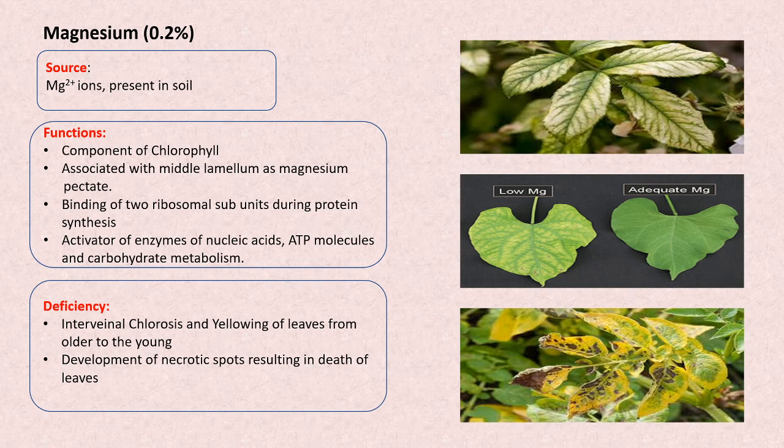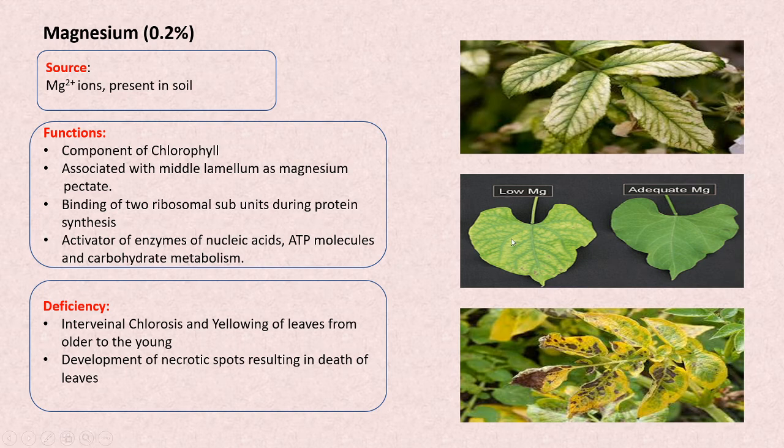Then the deficiency symptoms of magnesium. First of all, yellowing of leaves develops from the base of the plant to the younger leaves. Magnesium is mobile, so deficiency symptoms appear in the older leaves first. Interveinal chlorosis and yellowing of leaves. Then anthocyanin pigmentation also develops, and later on necrotic spots develop, resulting in death of the leaf. You can see necrotic spots here.